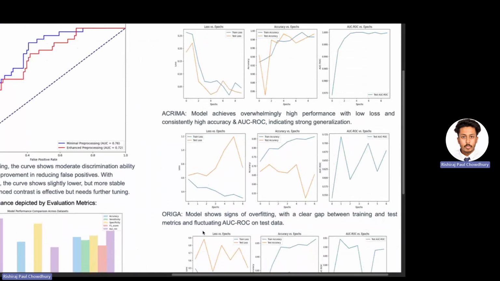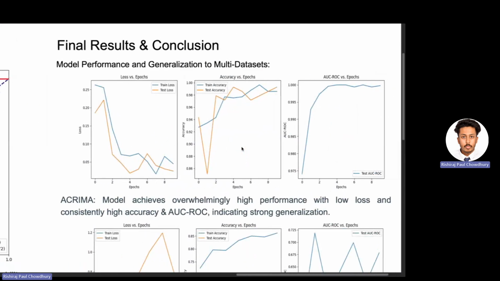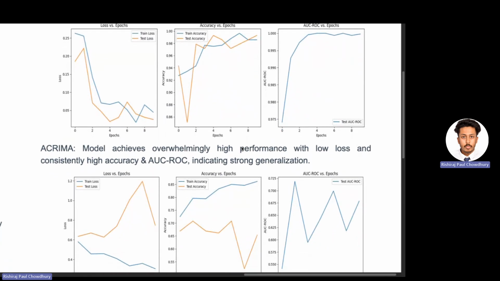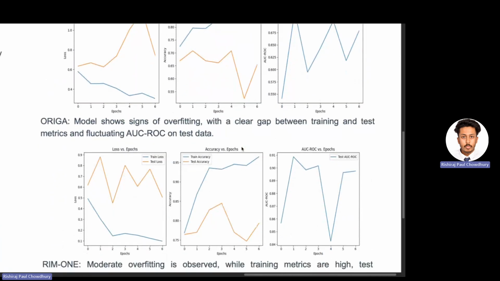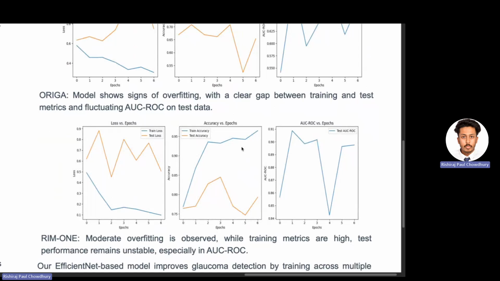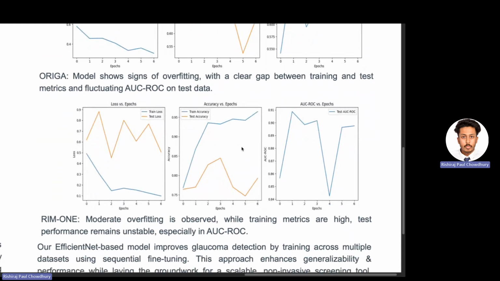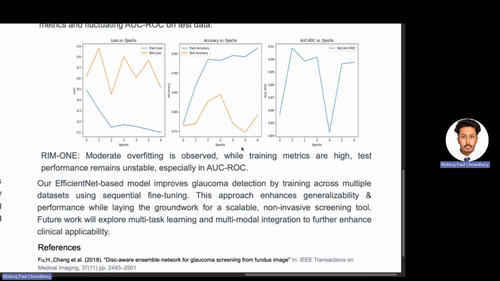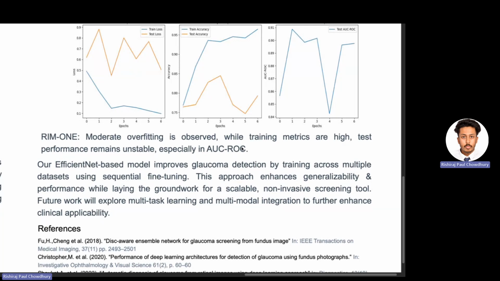Finally, moving on to the results and conclusion, we see that the model performance is overwhelmingly high for ACRIMA with low loss and consistently high accuracy, whereas for ORIGA and RIM1, we see some signs of overfitting on the test data specifically. So the EfficientNet-based architecture does help us improve glaucoma detection by training across multiple datasets and creating a more generalized model. This approach lays the groundwork for a more stable and non-invasive screening tool in the form of a neural network model.